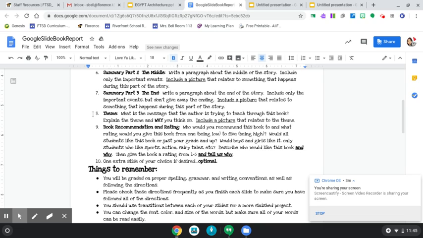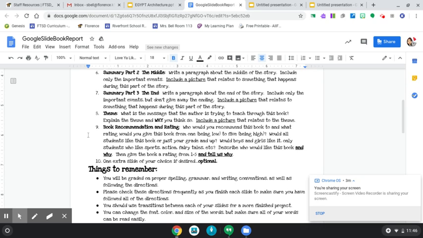And slide 8, theme. What is the message that the author is trying to teach through this book? Explain the theme and why you think so. Include a picture that relates to the theme. When we get to this slide, I am just going to do a little mini review of the difference between the theme and the main idea.